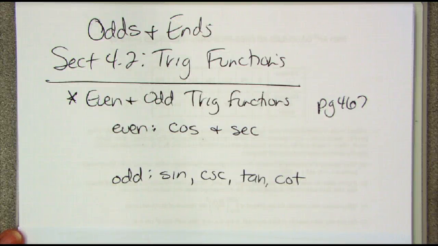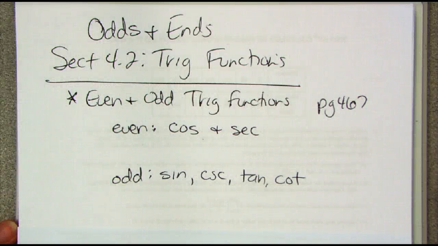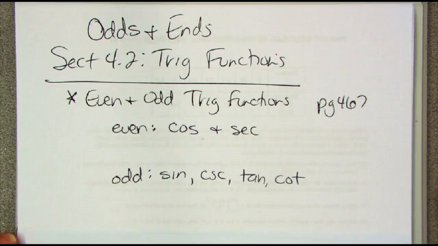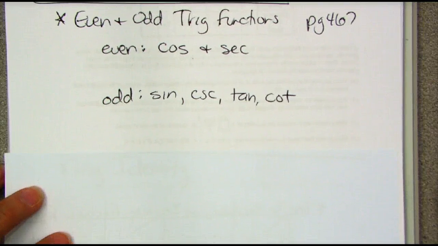So I put odds and ends up at the top because we have done a lot of section 4.1 through 4.4. I don't particularly care for how the textbook does it, so I do a lot of handouts. I have a logical progression. Now I'm going to jump back in the textbook to pick up some odds and ends as I write. And so this was the first one, was even and odd trig functions. And I even tell you what page number, 467, in case you want to look it up later. So I'll be assigning textbook homework today.